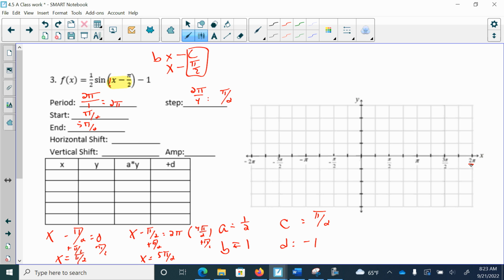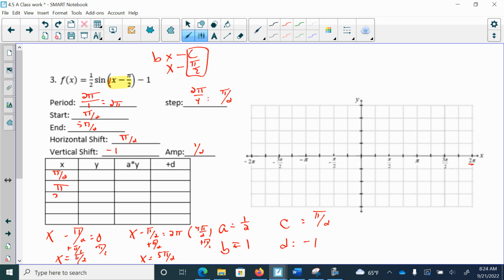Horizontal shift, remember, is my start, so this is going to be pi over 2. My vertical shift is whatever my D is, which is going to be negative 1. My amplitude is the absolute value of that A, so it's going to be 1/2. So I said I start at pi over 2, and I'm going up by pi over 2. So 1/2 plus 1/2 is 1.